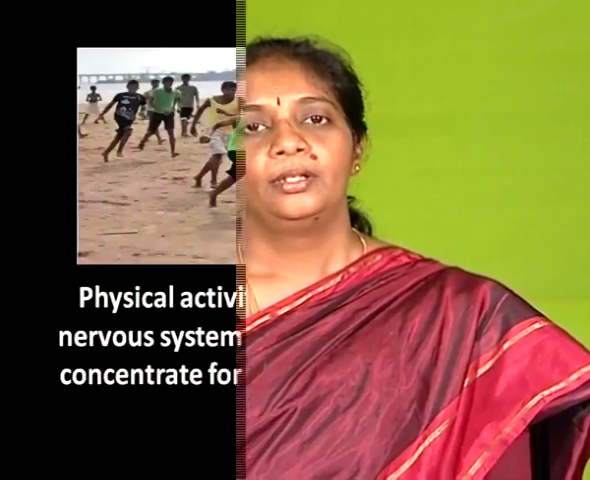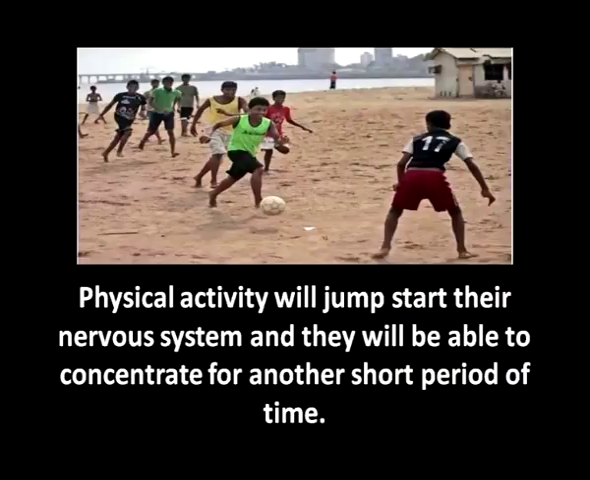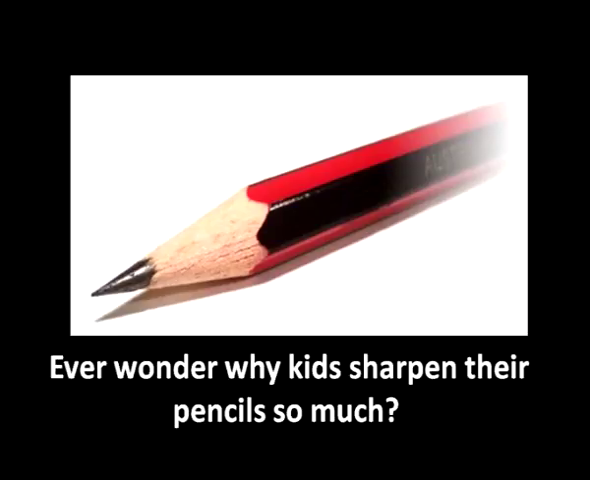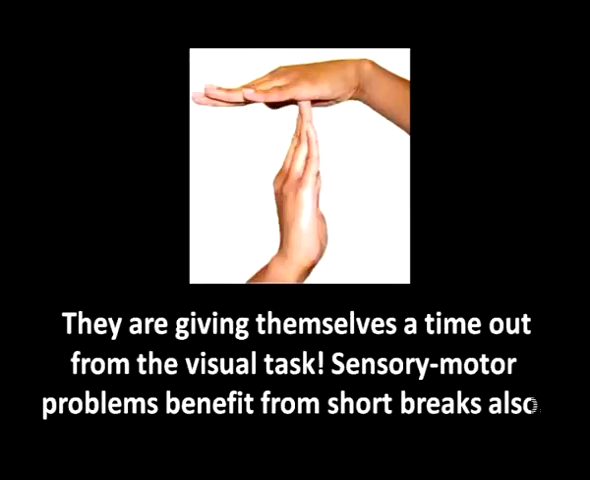An excellent visual processing strategy is to have the child do something physical during his break, like walking around the room or going to the pencil sharpener. The physical activity will jumpstart their nervous system and they will be able to concentrate for another short period of time. Ever wonder why kids sharpen their pencils so much? They are giving themselves a time out from the visual task.